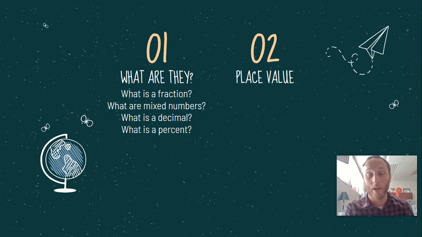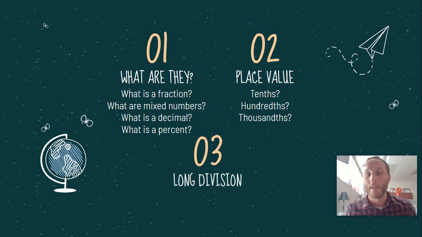The second thing you'll need to know is place value. If I gave you a number with a decimal point, you should be able to tell me the place value of all the numbers in it. So we're going to practice that here in a second. What's the 10th spot? What's the 100th spot? What's the 1,000th spot? Things like that.